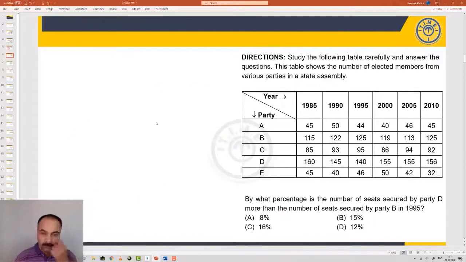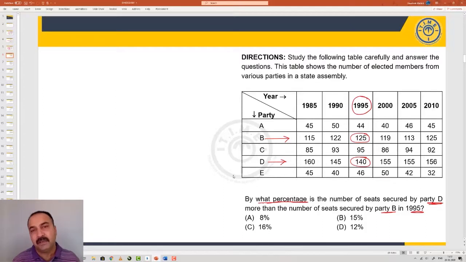Let's look at the next question. It is again based on the same table of the political parties. Now the question is, by what percentage is the number of seats secured by D more than the number of seats secured by B in 95? So within 95, number of seats secured by D, 140, is more than the number of seats secured by B, which is 125. So 140 is how much percentage more than 125?